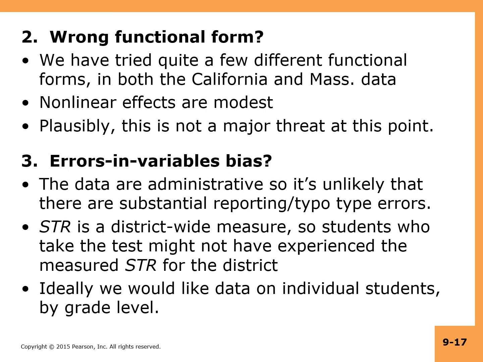The second threat to internal validity is the wrong functional form. In both of these data sets, we have tried many different specifications, and we saw that there's some evidence of a nonlinear relationship between test score and student-teacher ratio in California. Since we tested many different forms, we think that the baseline model that we have is correct.